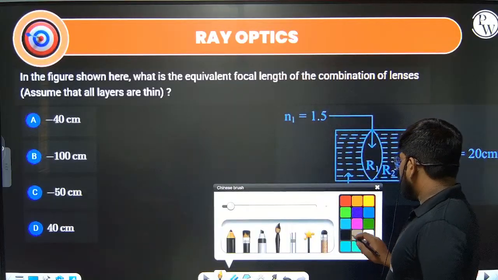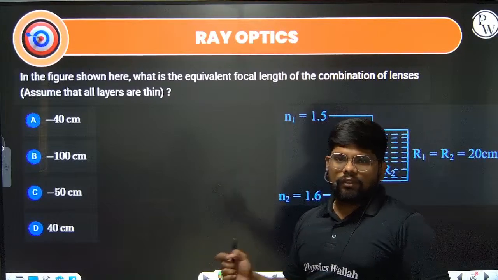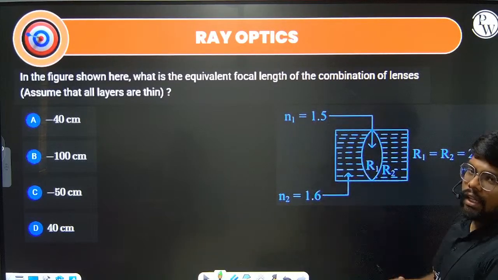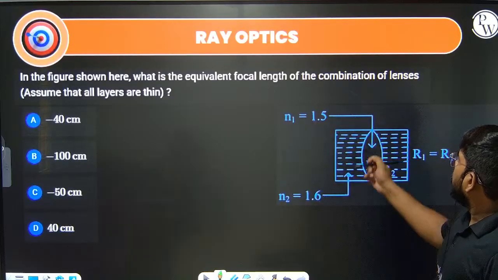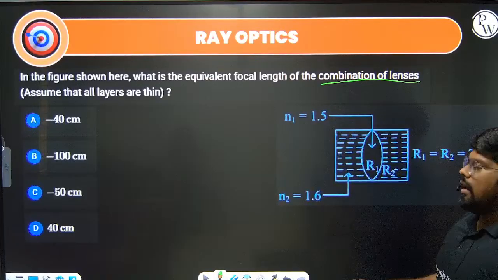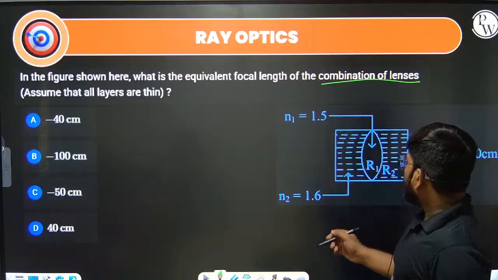So with lenses, we are seeing the questions. I hope you got the confidence required. Lens questions are easy only. Next, again finding equivalent focal length, only one formula, combination of lenses. They did not give any focal length, so we have no choice but to calculate ourselves.